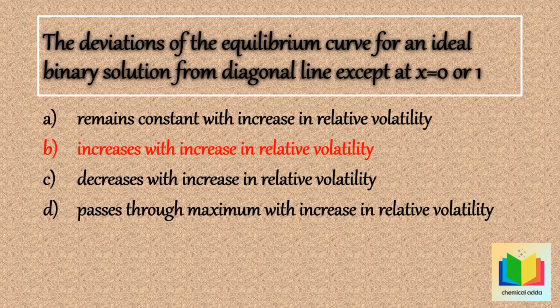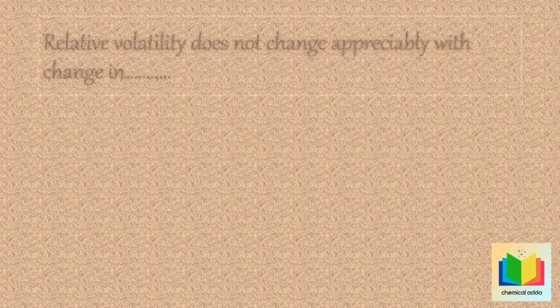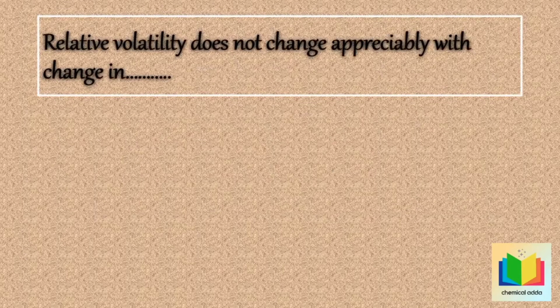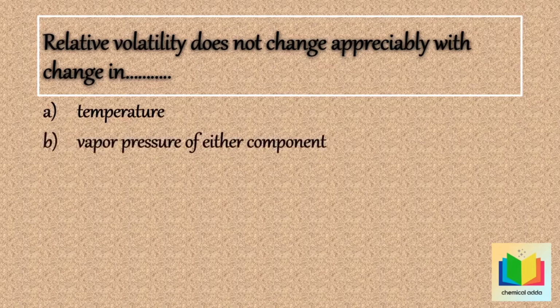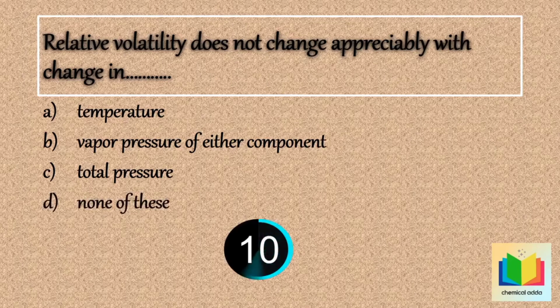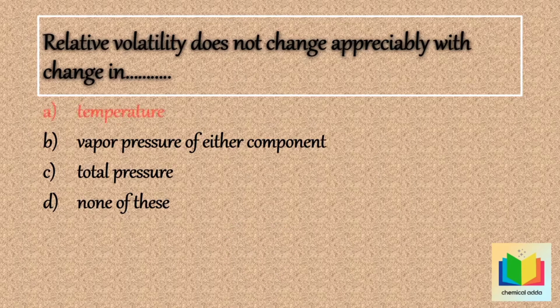Now, next question is, relative volatility does not change appreciably with change in. Options are, option A, temperature. Option B, vapor pressure of either component. Option C, total pressure. Option D, none of these. So answer is option A, temperature.